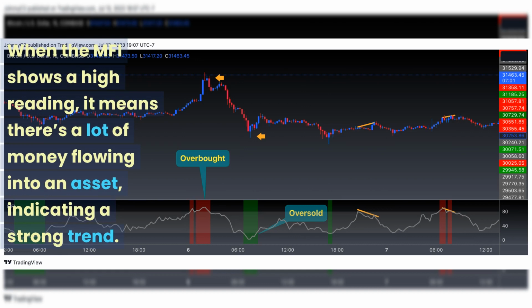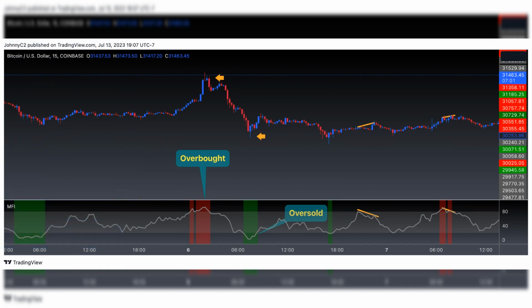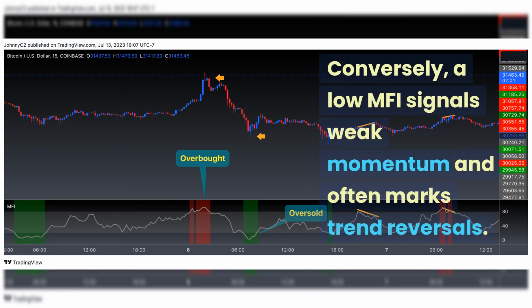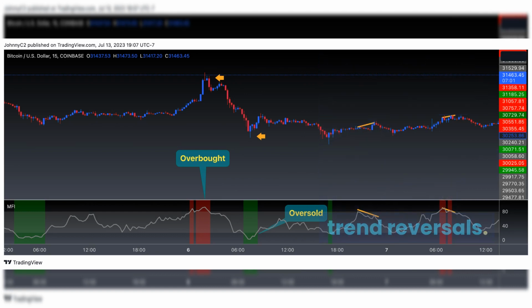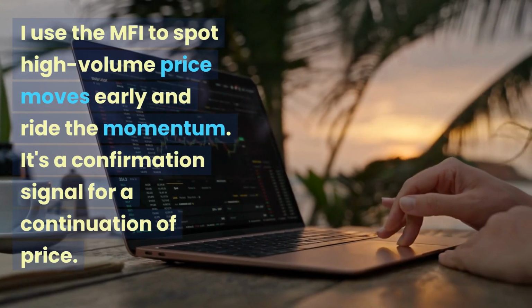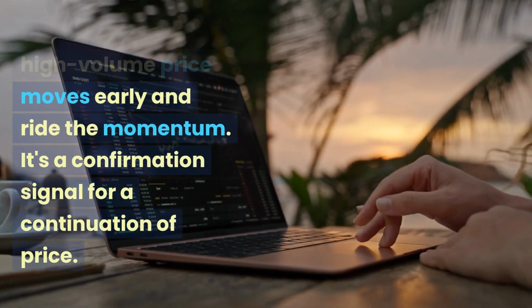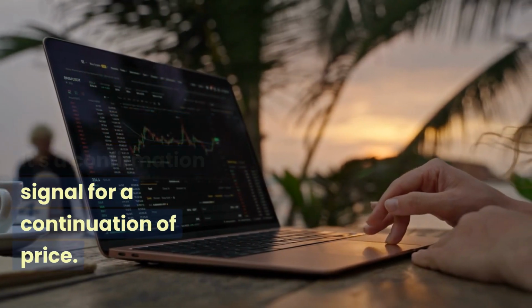When the MFI shows a high reading, it means that there's a lot of money flowing into an asset, indicating a strong price. Conversely, a low MFI signals weak momentum and often marks trend reversals. I use the MFI to spot high volume price moves early and ride the momentum. It's a confirmation signal for a continuation of the price move or the beginning of a trend.